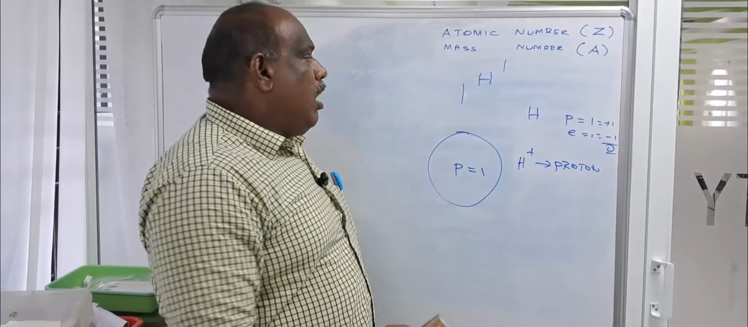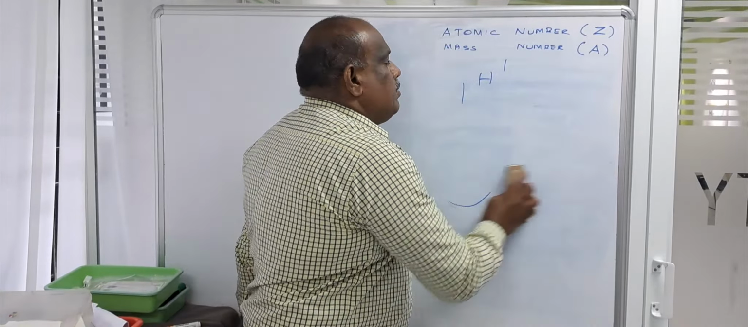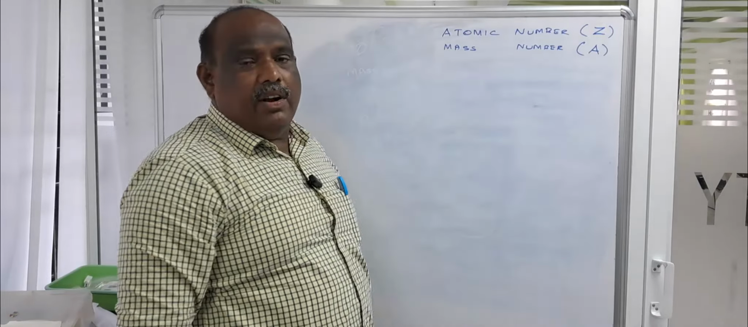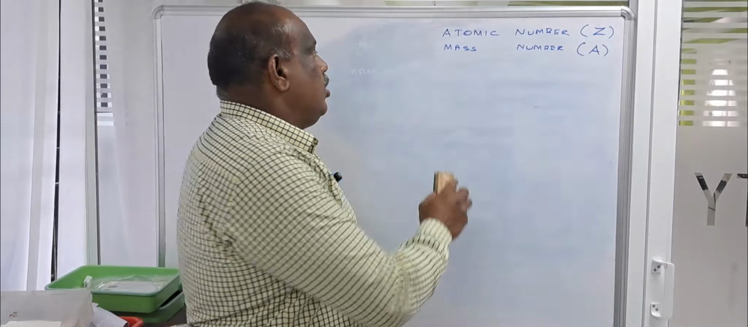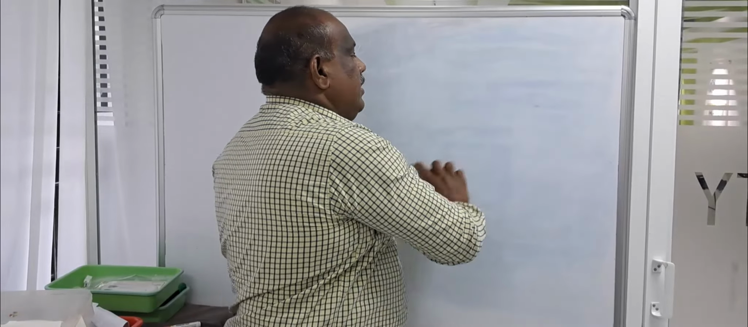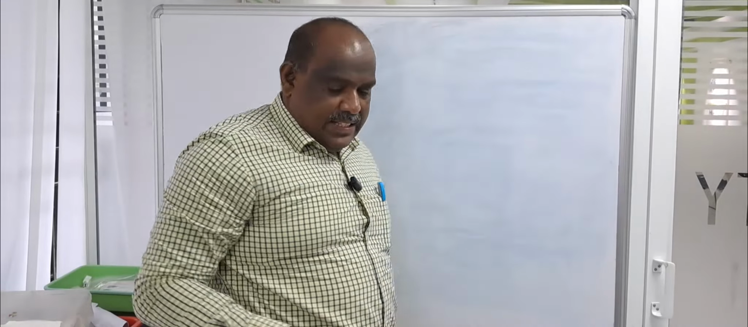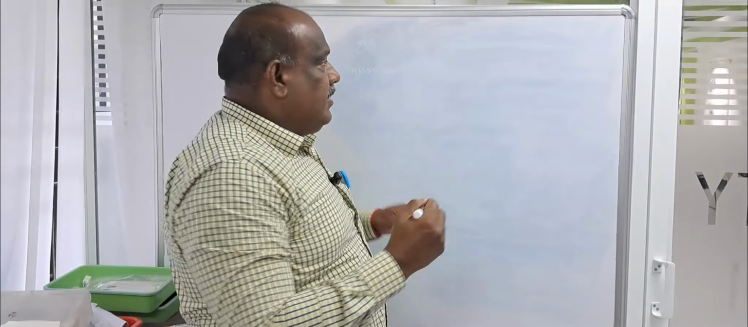Now let us explore how to find the valency. We came to an idea of what is meant by atomic number and mass number. We have analyzed a lot. I hope it's sufficient. Now let us go for valency. What is meant by valency? Any idea?